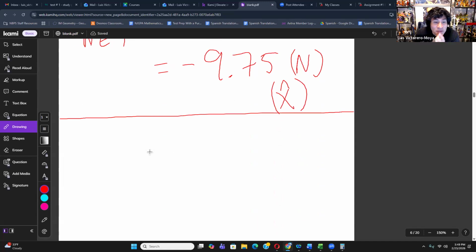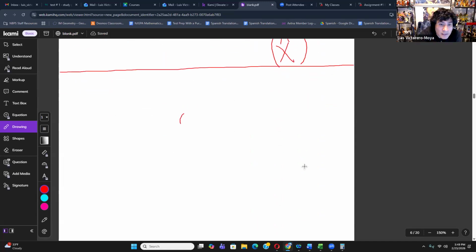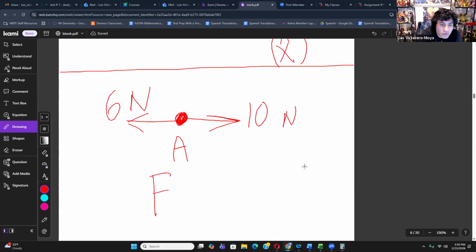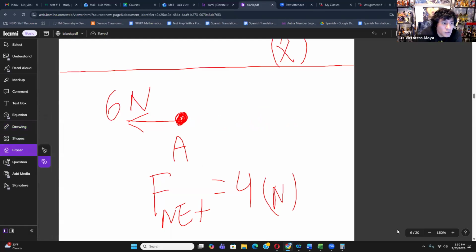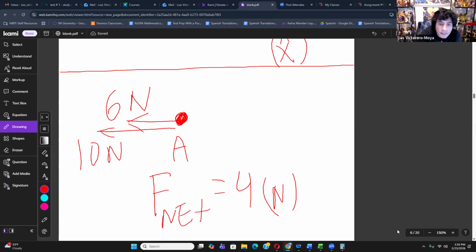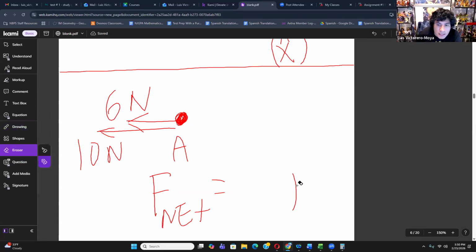More than this, I think you guys have to review. And this is why you guys have to learn vectors. This comes from high school, guys. So let's go over this. If you have a point A, and you have a force here, 10 newtons, and you have a force here, 6 newtons, the net force is 4 newtons. I don't have to explain why. It's 10 minus 6. However, if you have the force both going to the left, then this is negative 16 newtons.